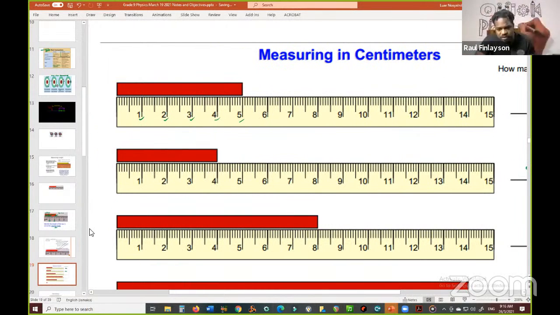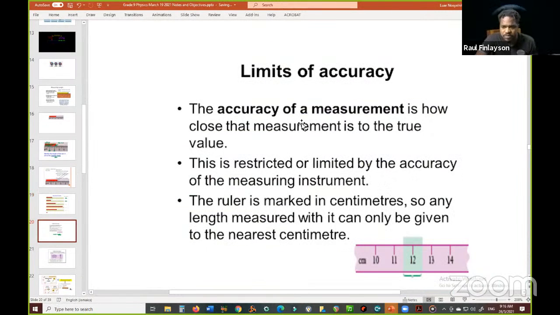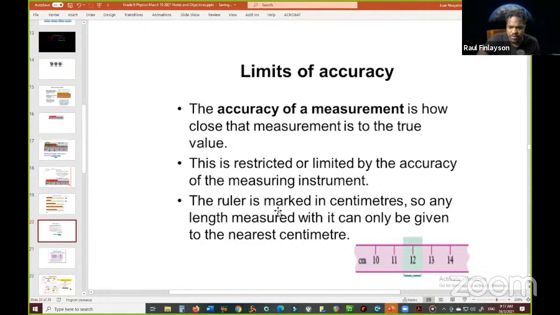So we can at least attempt to move on from here. Because the next issue here is the limit of the accuracy. I think we spoke about this last week, but here we have it. How close the measurement is to its true value is restricted or limited by the accuracy of the measuring instrument. The ruler is marked in centimeters, so any length measured with it can only be given to the nearest centimeter. The instrument has limitations, guys.